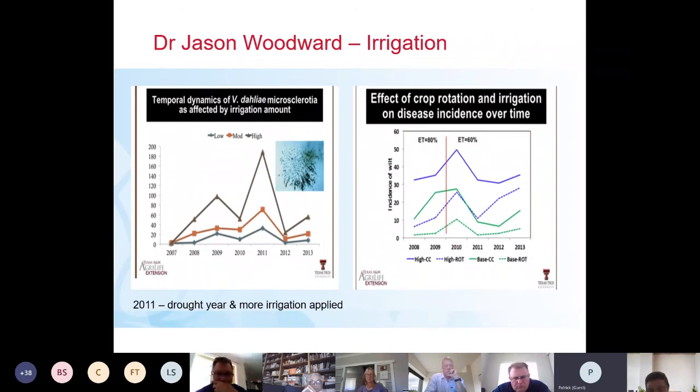So when you see the dashed on the green here, you can see it is much lower at a base rate with a rotation compared to a high cotton. And I think that's a really important point that people should think about. Don't just think about your rotation, think about the impact of the moisture content in the soil.